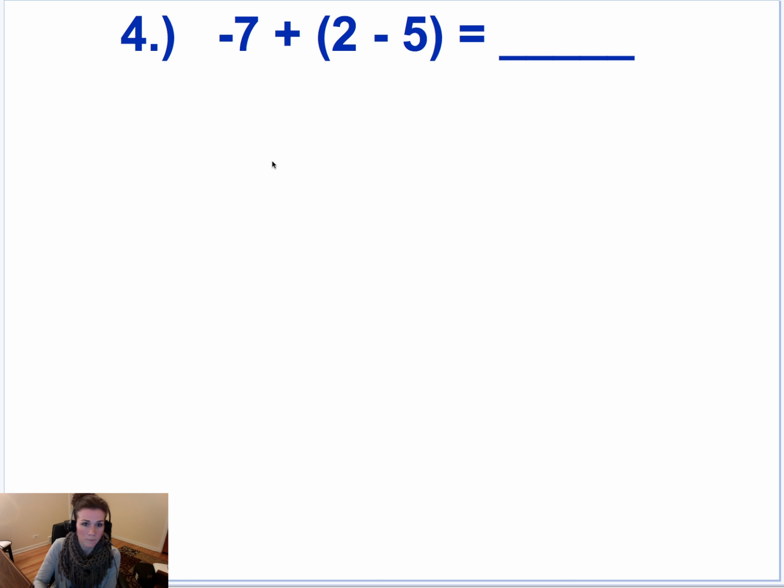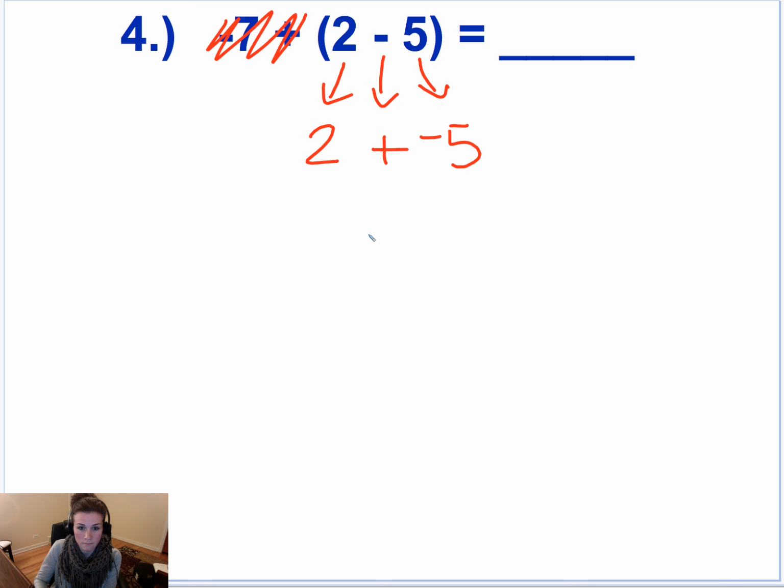And in number 4, negative 7 plus the quantity of 2 minus 5. Because this has parentheses, that's the very first thing I have to do according to the order of operations. So I'm ignoring all of this for now, and I'm just solving 2 minus 5. This is subtraction, so I need to change it to addition. 2 stays the same. The subtraction changes to addition, and the 5 changes to a negative 5.